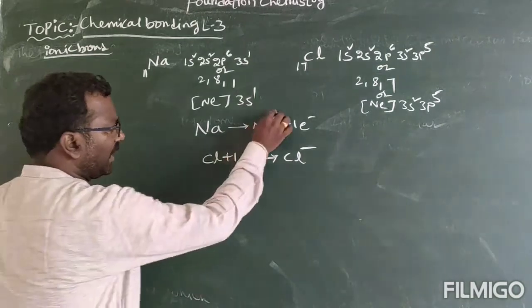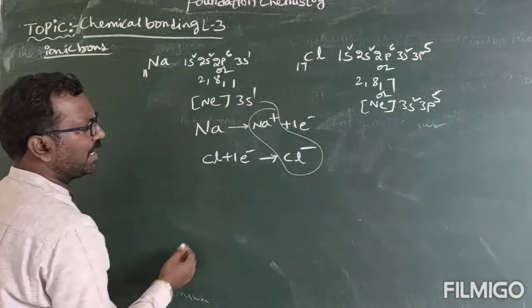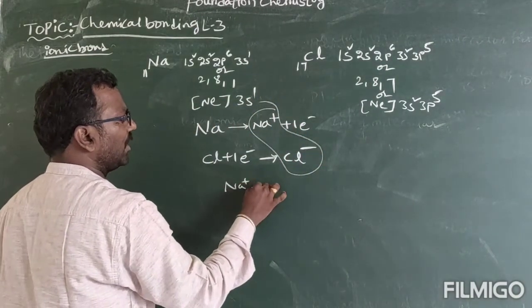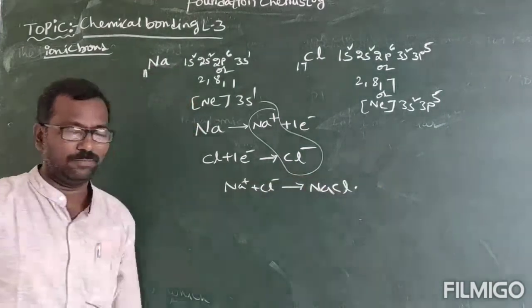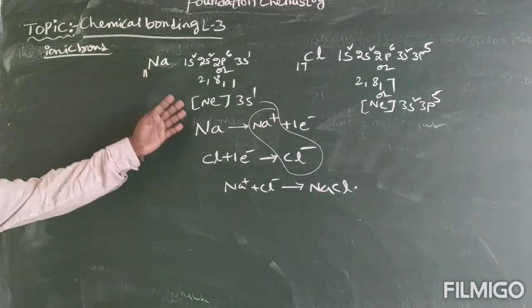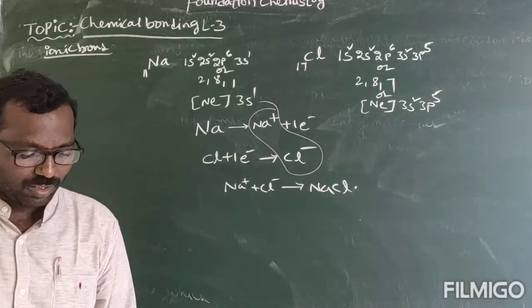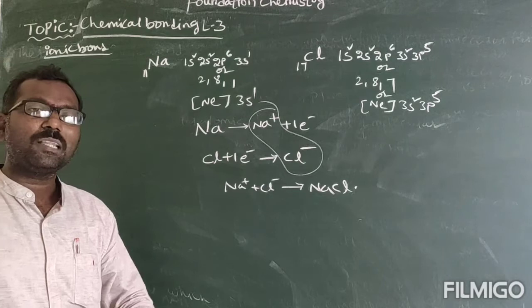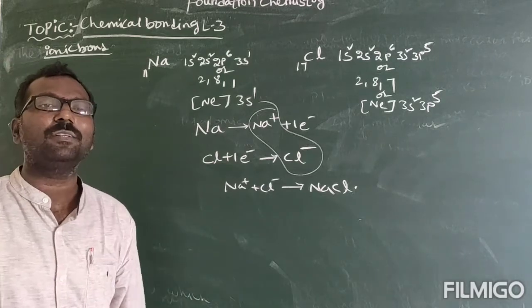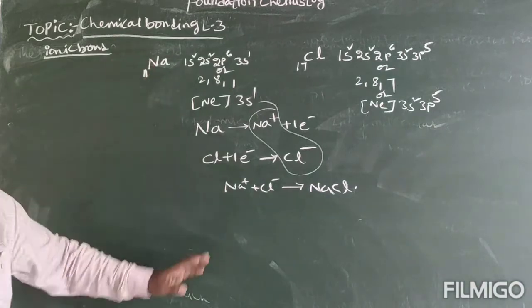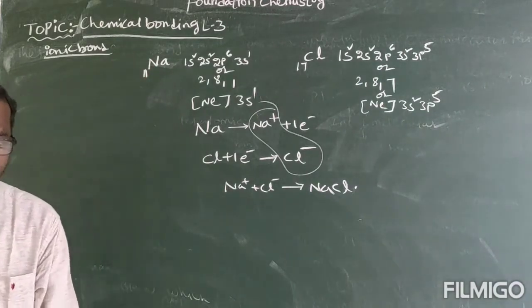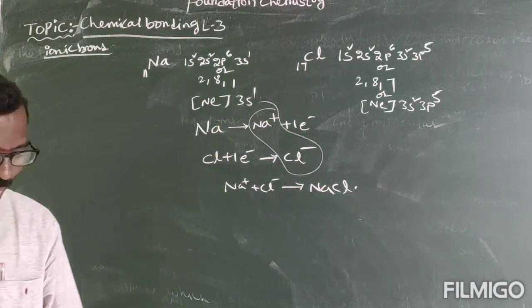So the electrostatic force of attraction between the Na+ and the Cl- will result in the formation of NaCl. This is about the ionic bonding. Now, what are the factors that favor the ionic bonding? See, by seeing this you can say very clearly what the factors are.